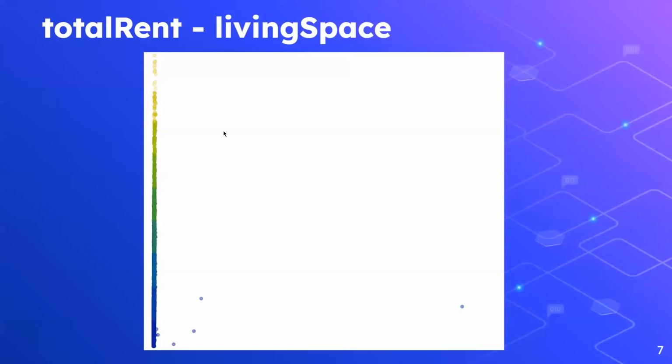Okay. So here, our Y-axis is total rent, while our X-axis is living space. This shows that living space doesn't change dramatically, even though total rent is always going higher. Living space is always limited between some values. But still, there are also outliers here, which need to be eliminated.